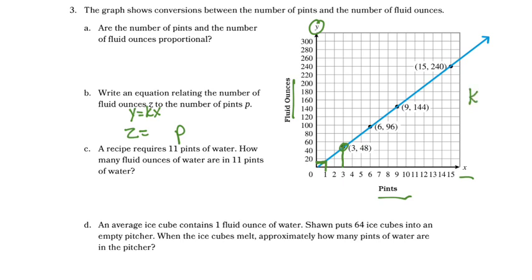So k is equal to y over x. Our y coordinate there is 48, and our x coordinate is 3. So when you do 48 divided by 3, you get 16. So 16 is going to be our constant of proportionality here.